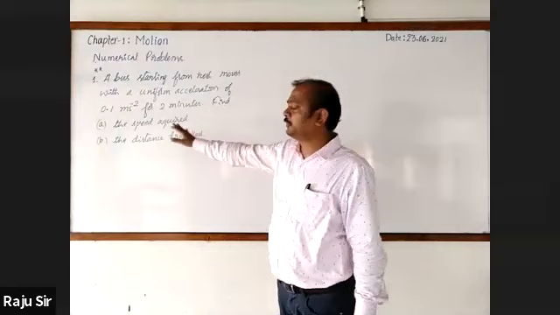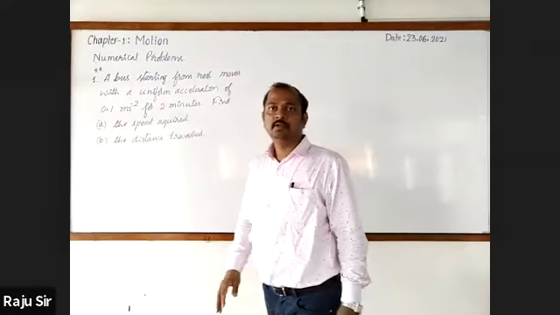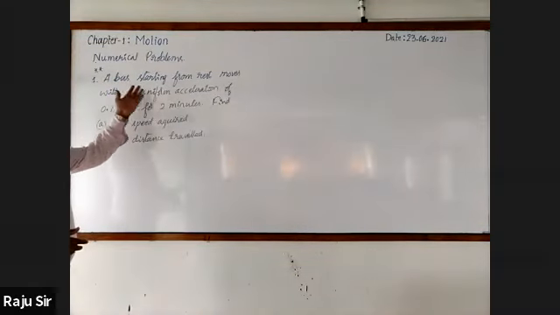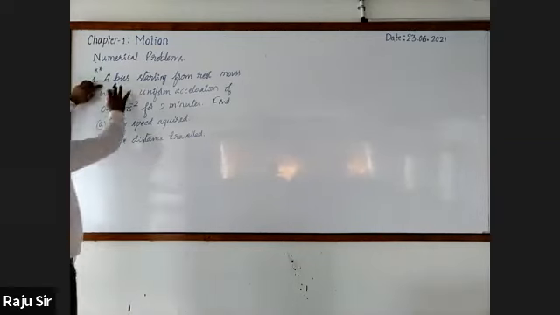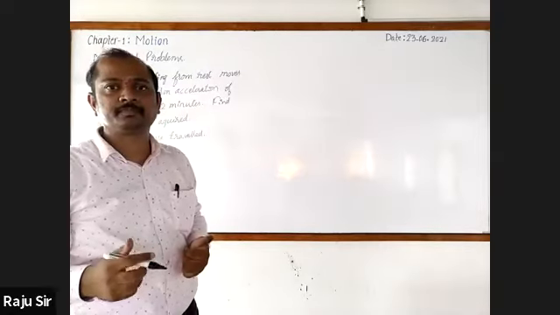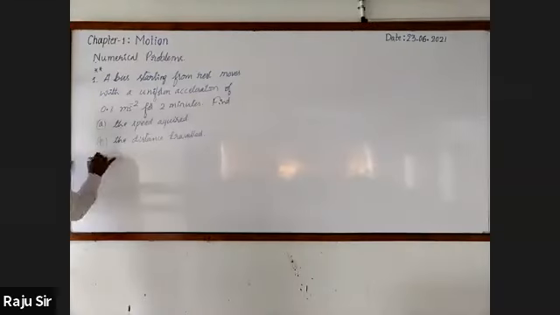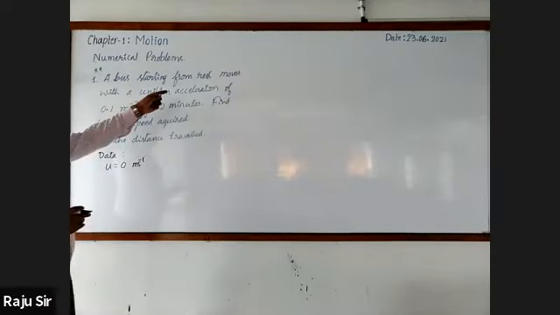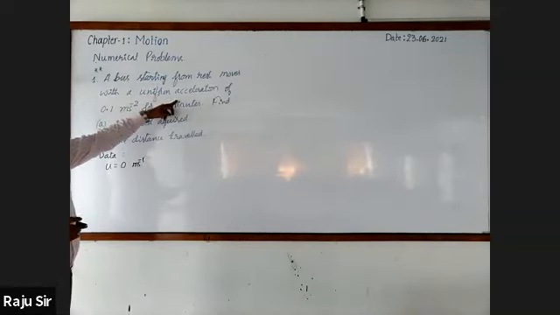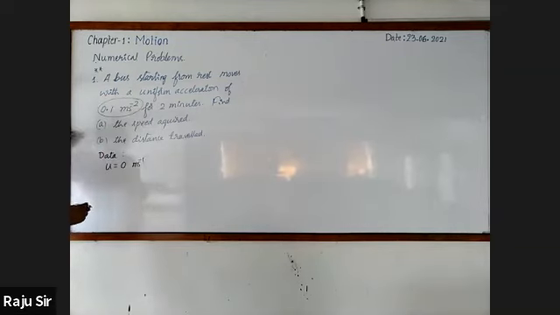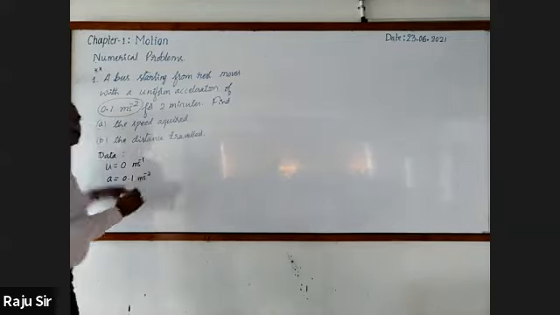With this information, we have to find out the speed as well as the distance traveled. Dear students, first let us write the known physical quantities with their units. A bus starting from rest. If it starts from rest, then what will be the initial velocity? Zero. Then you can write u is equal to zero, or even 0 meter per second, initial velocity. It moves with a uniform acceleration of 0.1 meter per second square. What does it represent? Acceleration. a equal to 0.1 meter per second square.